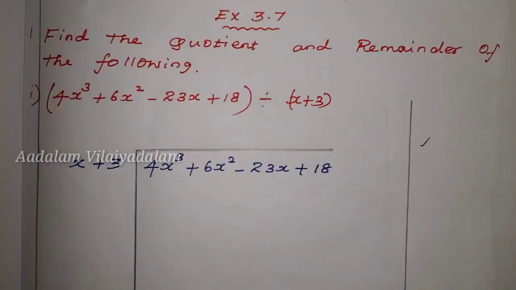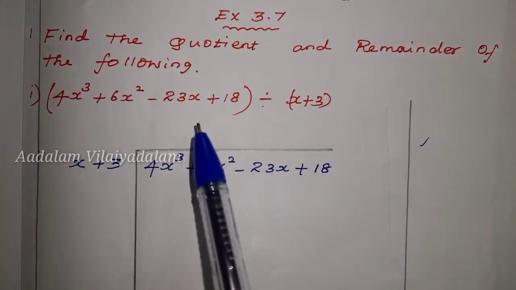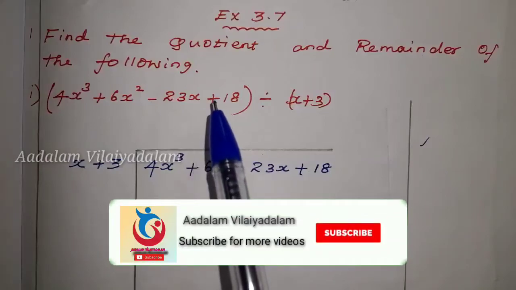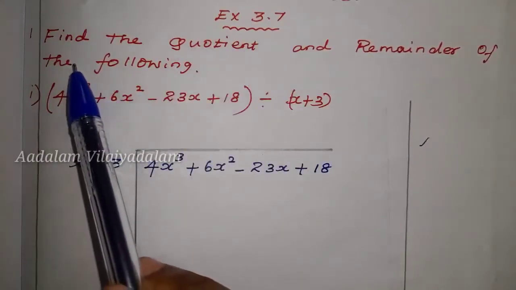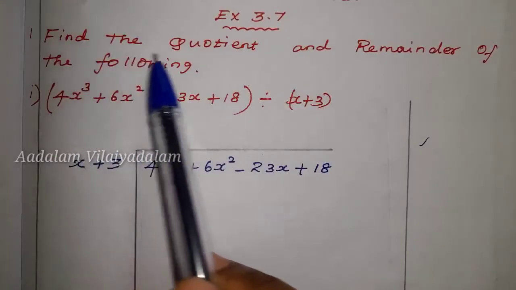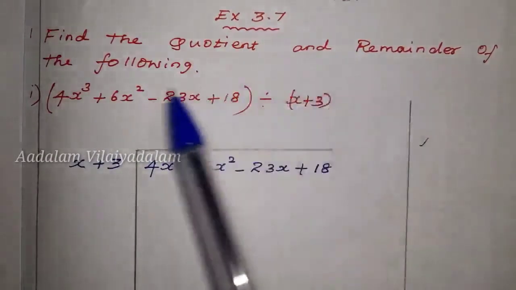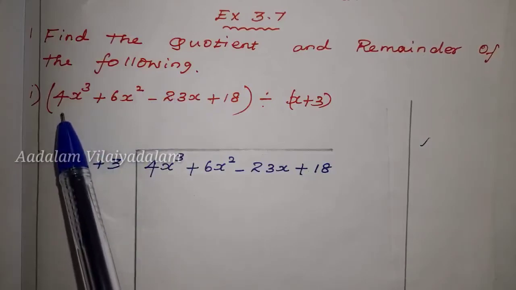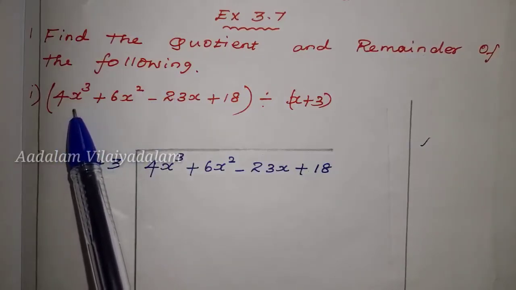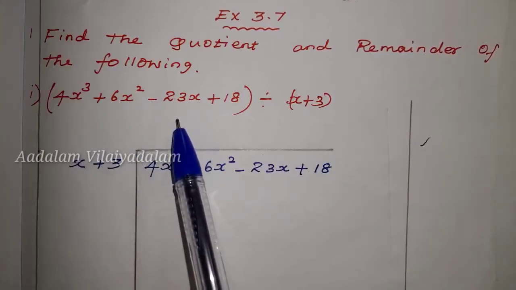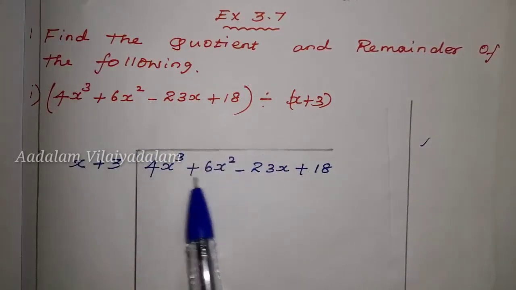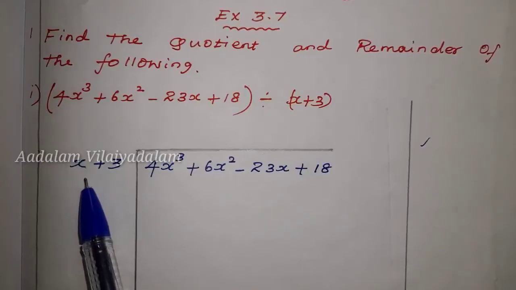Hello students, today let's learn the new exercise, division of polynomials. Let's move on to exercise 3.7. The first question: find the quotient and remainder of the following. The first one, 4x cube plus 6x square minus 23x plus 18 divided by x plus 3.